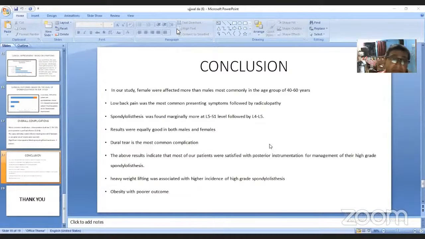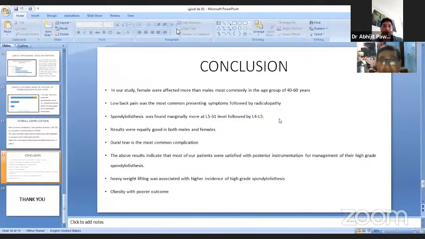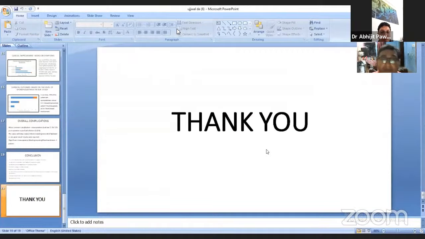In our study, females are affected more than males, more commonly in the age group of 40 to 60 years. Low back pain is the most common presenting symptom, followed by radiculopathy. Spondylolisthesis was found marginally more at the L5-S1 level, followed by L4-L5. Results are equally good in both males and females. Dural tear is the most common complication. The above results indicate that most of our patients are satisfied with posterior instrumentation for management of high-grade spondylolisthesis. Weightlifting was associated with a higher incidence of high-grade spondylolisthesis, and obesity with poor outcome. Thank you.